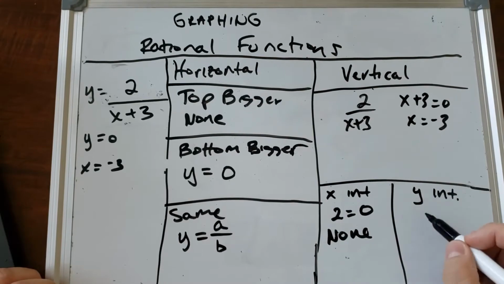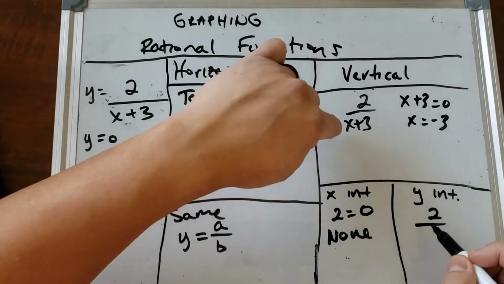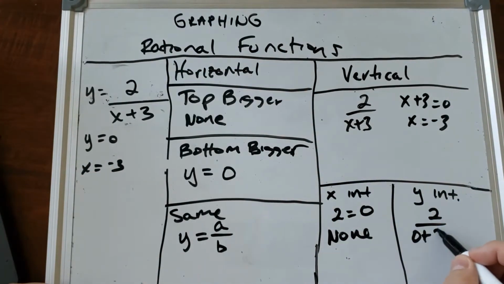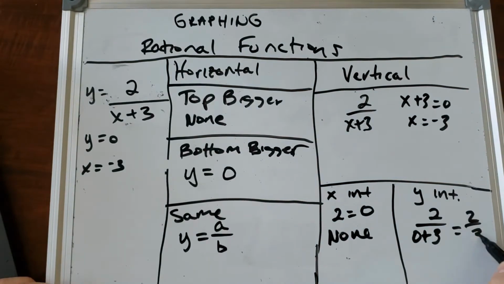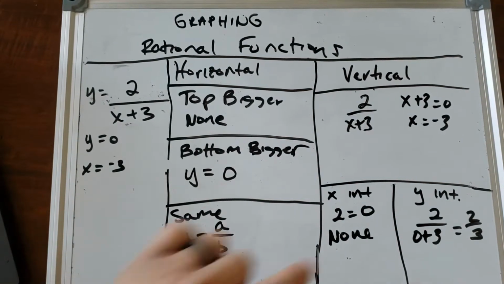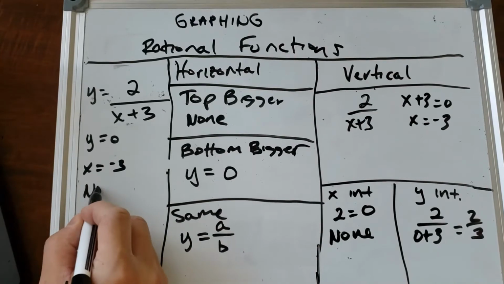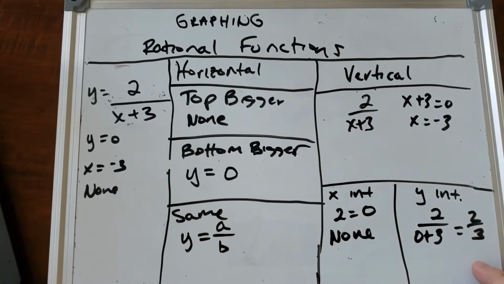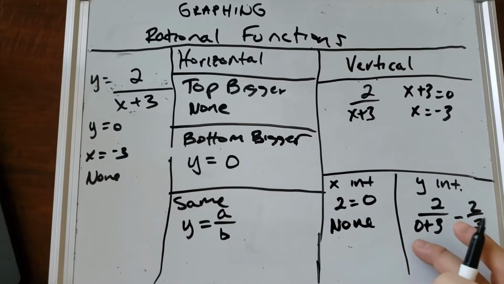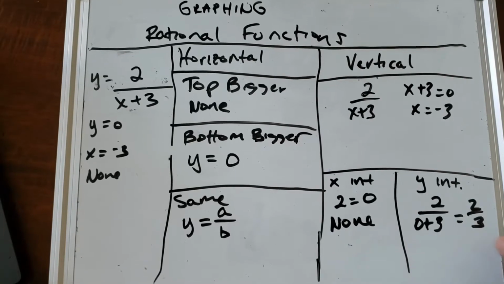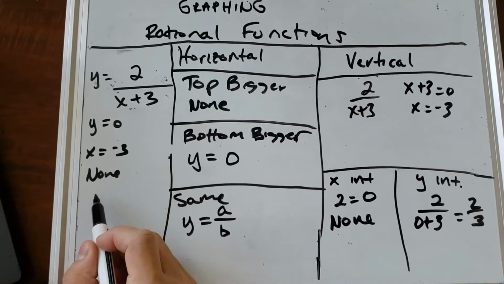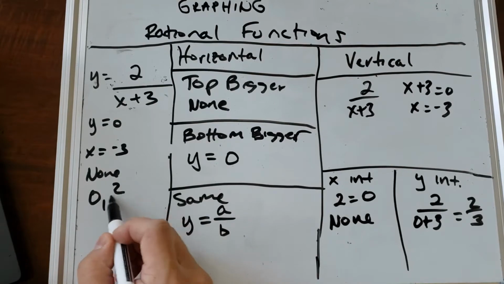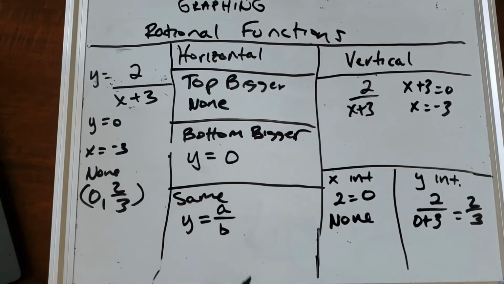And for y-intercept, what we're going to do is take this, and wherever I see an x, I'm going to put a 0 in there. So this is going to equal 2/3, okay? So for my x-intercept, I had none. And for my y-intercept, I always want to write it as a point. So the x value was 0 that I plugged in, and the y value was 2/3, so I'm going to go (0, 2/3). And I'm going to use these in a little bit to show you what we're going to do.